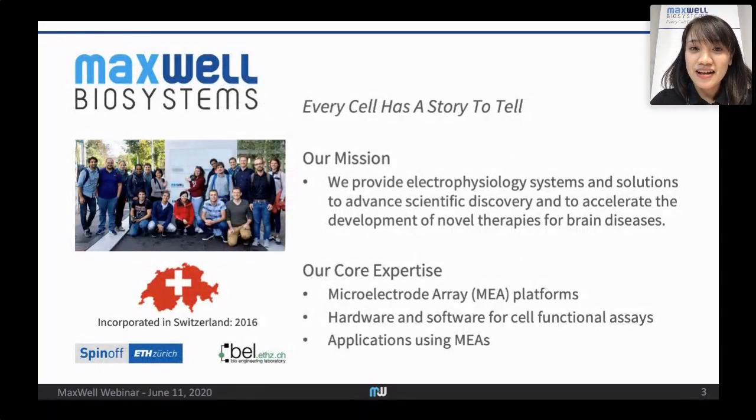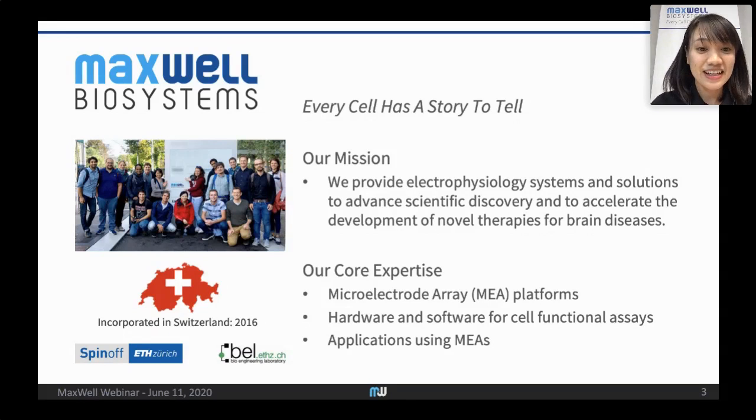Okay, so we are MaxWell Biosystems, and it is our mission to provide electrophysiology systems and solutions to advance basic research and for drug discovery. Our core expertise includes microelectrode array platforms, which is both on the technology side, that is the hardware and software development for cell functional assays, and also on the application side. So we have expert scientists that are able to design experiments, protocols, and help you in your research.